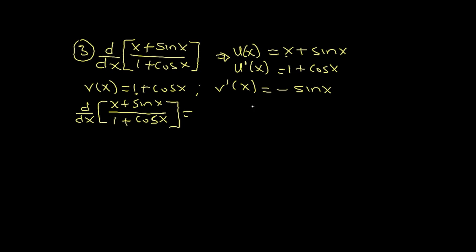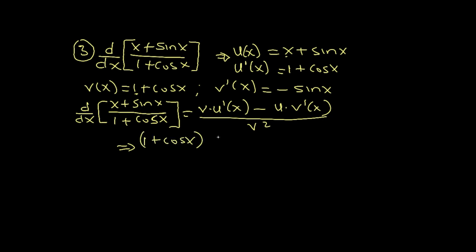So this will be equal to the formula we're going to use. That will be v times the derivative of u, then minus u times the derivative of v, over v squared. Then we can begin to make substitution. My v is 1 plus cos x. Derivative of u with respect to x, derivative of u, that's 1 plus cos x.